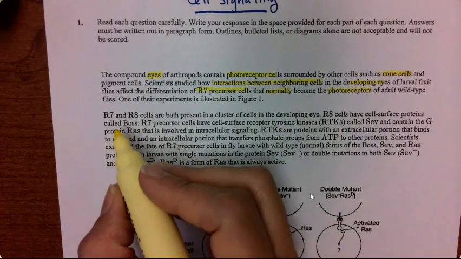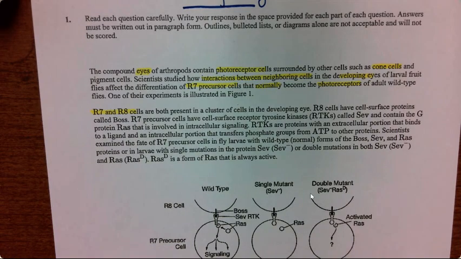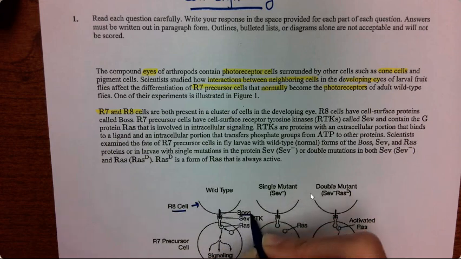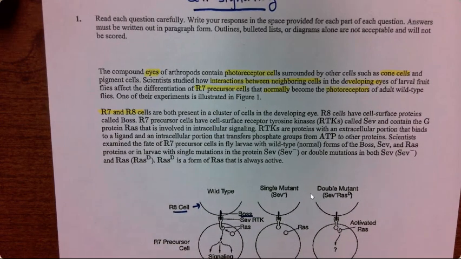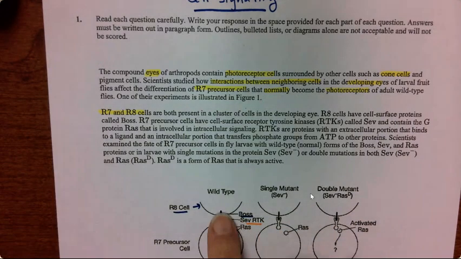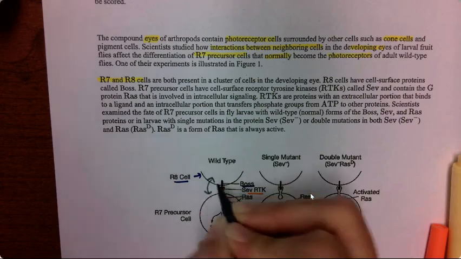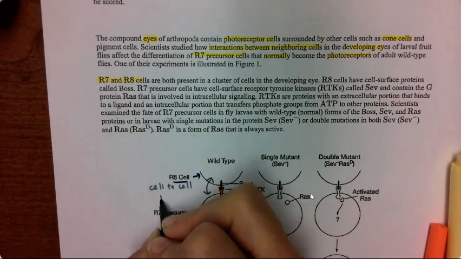But then scientists notice that there are two cells located in the developing eyes, okay? And they have different types of proteins. R8 cells, so these R8 cells right here, have a protein called BOS sticking out of them, okay? And R7 cells right here, the precursor cells, have this tyrosine kinase receptor. So what am I noticing right here? I'm noticing a type of cell signaling, and I'm going to make myself a note of it. This is a type of cell signaling where the two cells are touching each other, okay? And this is called cell-to-cell or juxtacrine signaling.